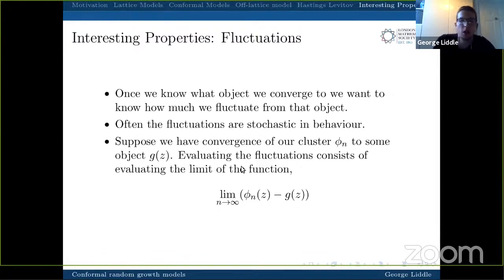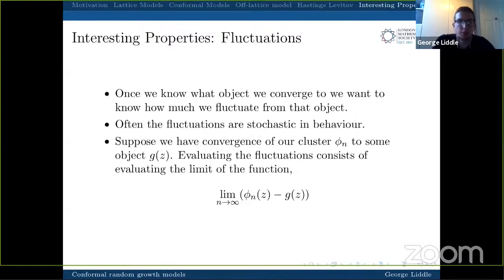So we'll know the object we converge to. In this case, we've named it g of z. We want to analyze what the limit as n tends to infinity of this difference is. Now, just like the central limit theorem, we'll often have to rescale that. And these fluctuations are going to be of a certain order, because if we don't, this is either going to blow up or converge to 0.